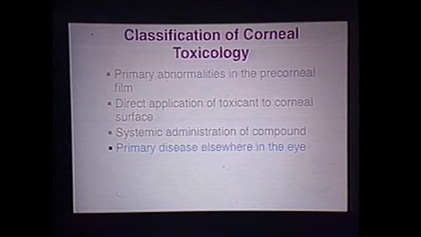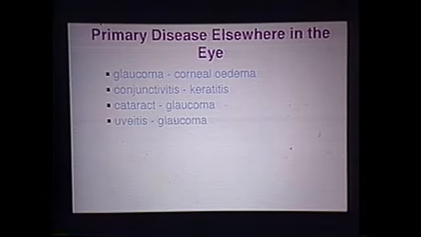The next category in the classification process is where there's primary disease elsewhere in the eye. And here are some examples of changes in the cornea that can occur as a result of other damage in the eye somewhere else. For instance, glaucoma will result in corneal edema. Conjunctivitis may produce keratitis. A cataract may produce glaucoma, as may cases of uveitis.